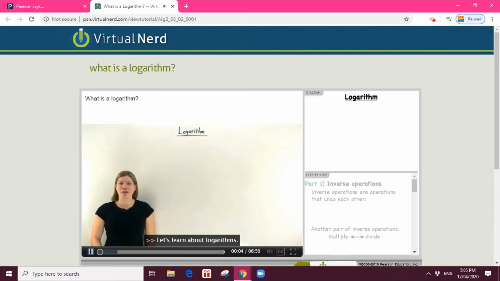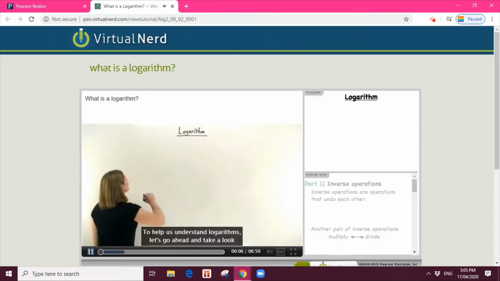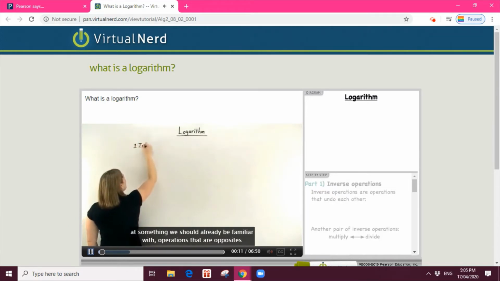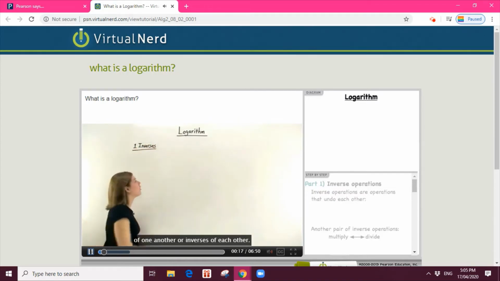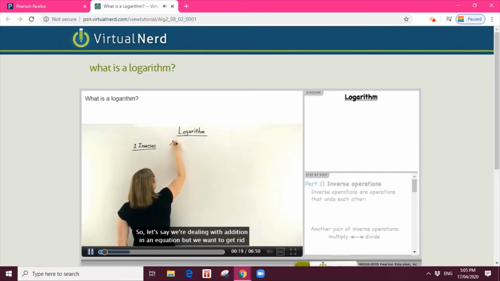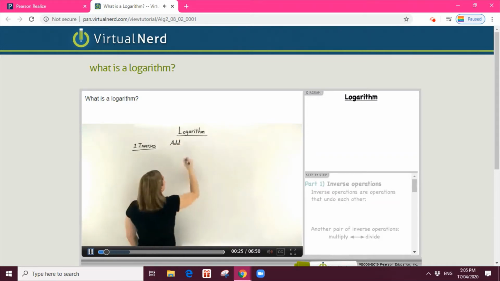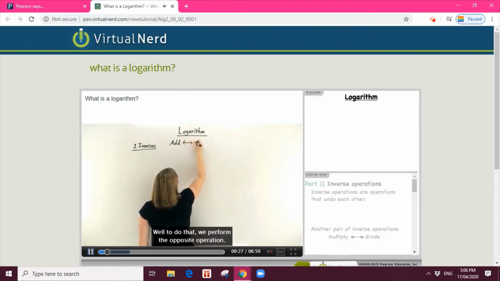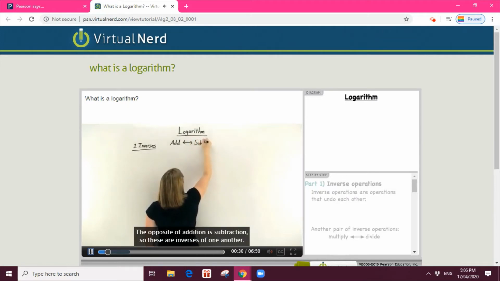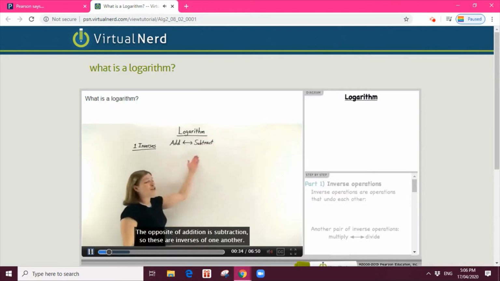Let's learn about logarithms. To help us understand logarithms, let's take a look at something we should already be familiar with: operations that are opposites of one another, or inverses of each other. So let's say we're dealing with addition in an equation, but we want to get rid of that addition. We want to undo it. Well, to do that, we perform the opposite operation. The opposite of addition is subtraction. So these are inverses of one another.